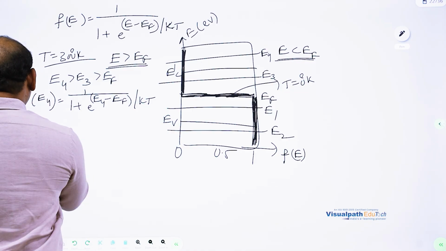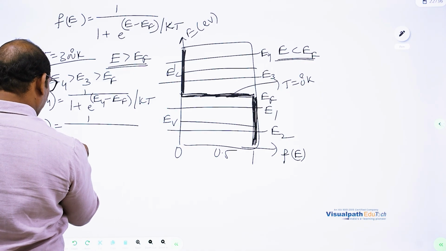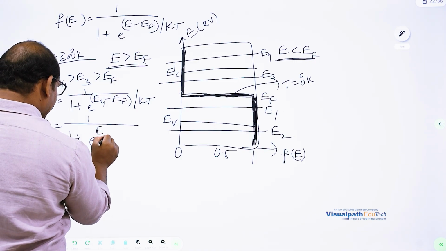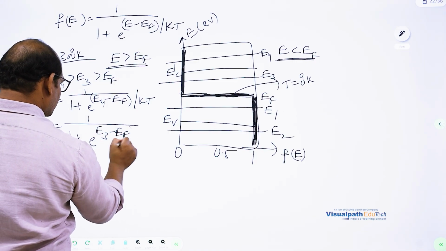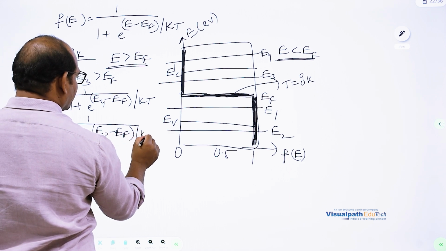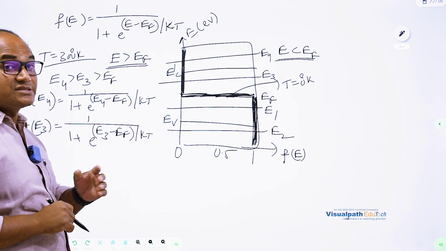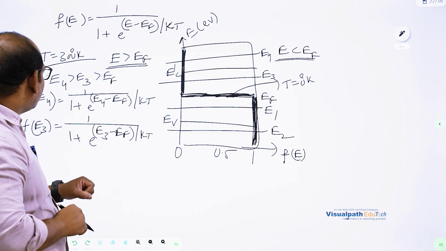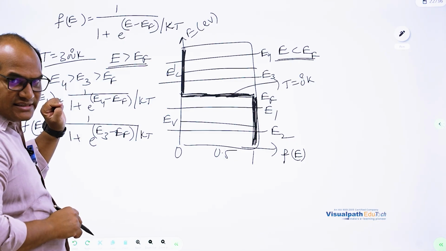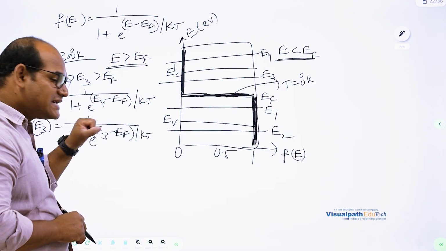Okay. Now, f of E3 also we will perform. It is equal to 1 by 1 plus e power (E3 minus EF) by KT. In place of E, I am writing E3. Now, out of these two, which value is larger or which value is smaller? That is what we need to understand. You see carefully, E4 is larger than E3. So, E4 minus EF is larger compared to E3 minus EF.